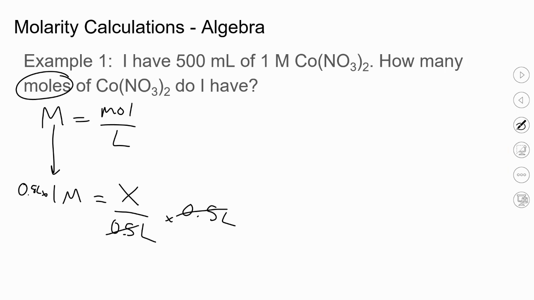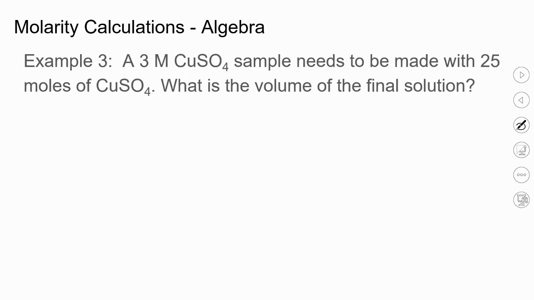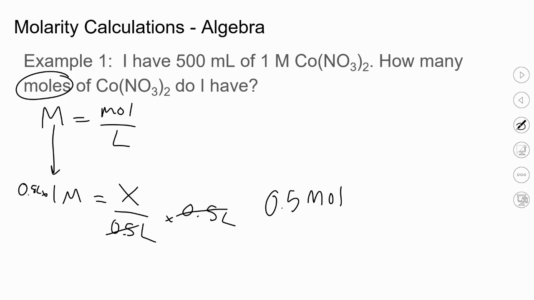So this cancels, and we end up with 0.5 moles. We're looking for moles. So this many moles. Okay, does that make sense? We can use that. If we have 2 of these, we can find the third one. Just an algebra problem. Solve for X.